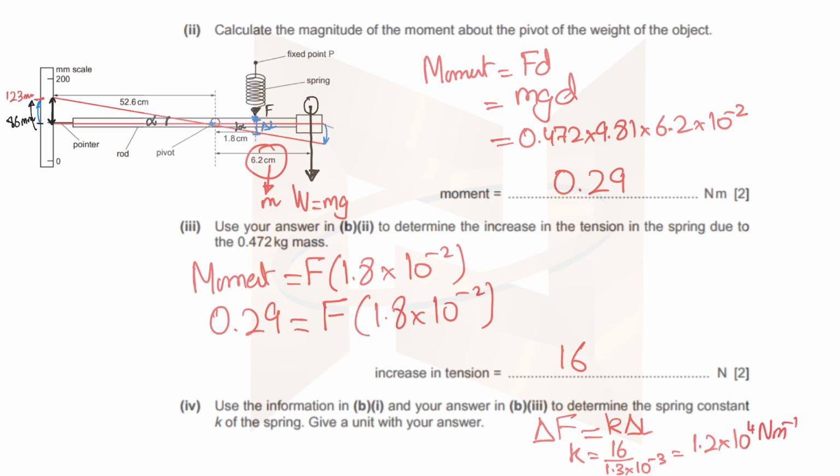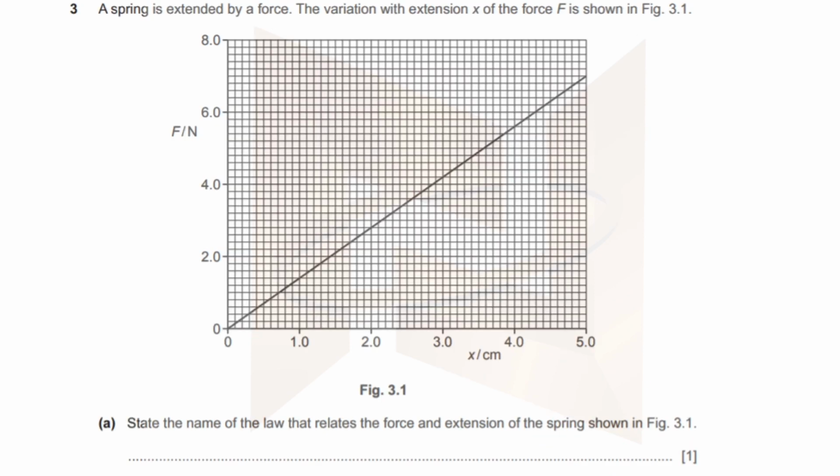If your question is, can I leave it in millimeters? Of course you can. You could simply write 16 divided by 1.3 and whatever answer you get, just write Newton per millimeter, okay? State the name of the law that relates force and extension. Well, it's pretty clear. That's Hooke's law. The next part says, what is the spring constant in Newton per meter? Well, you know that this is a force versus extension graph. So the gradient of this graph is going to give you the spring constant.